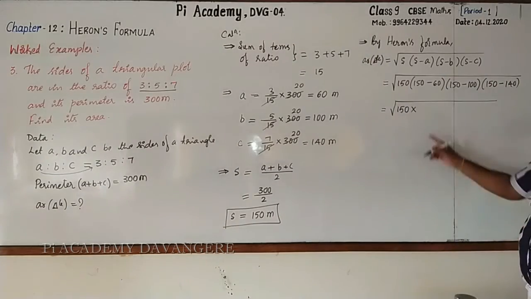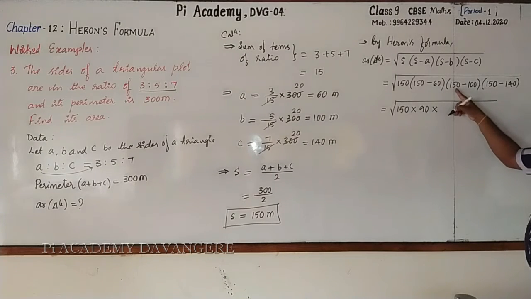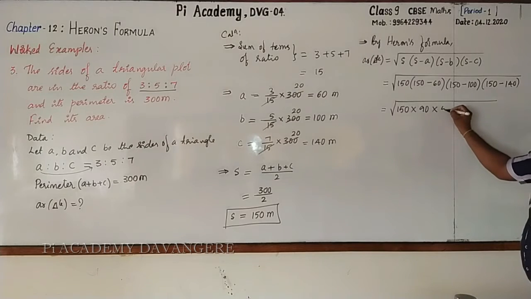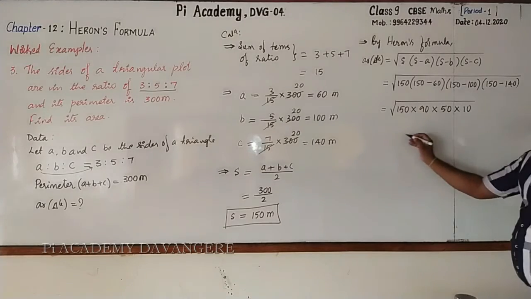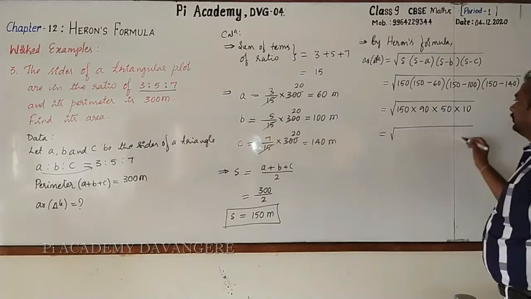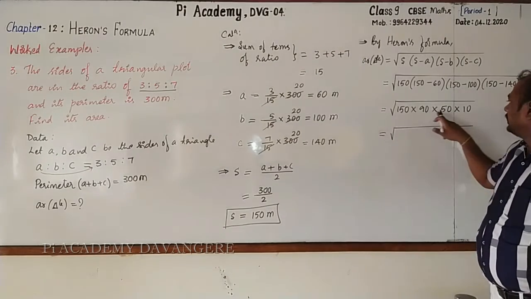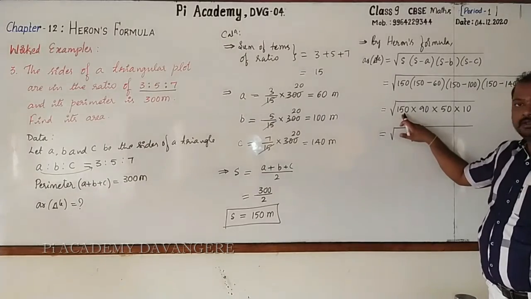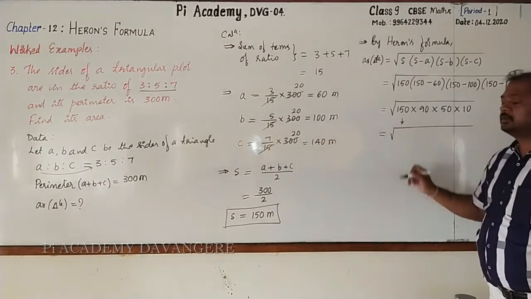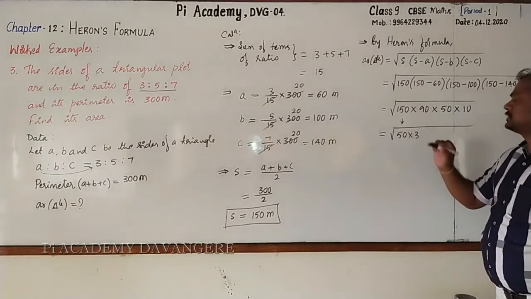Now this is equal to square root of 150 as it is. What is 150 minus 60? Very good, it is 90. 150 minus 100 is just 50. 150 minus 140, this is 10. Now look here, 150 and 10 and here 50. Can we express this as a multiple of 15? Yes. By how much? 3 times.